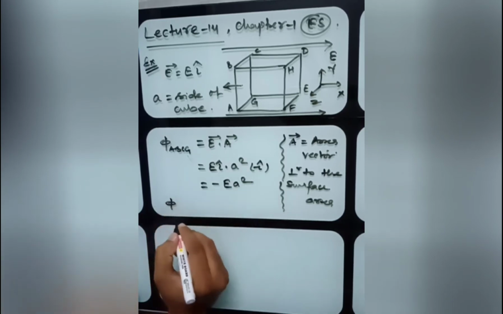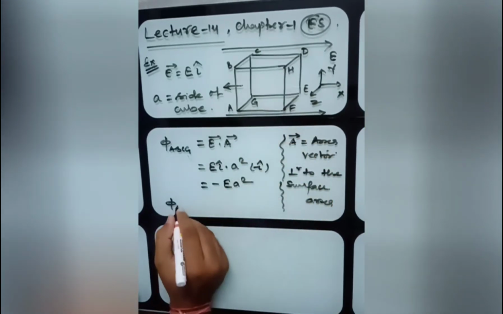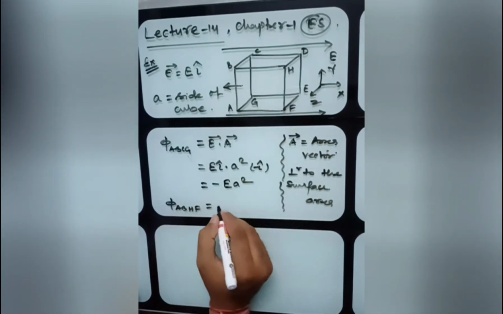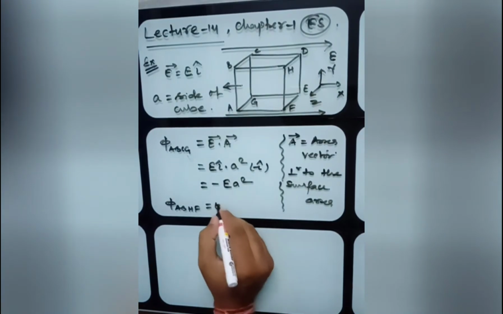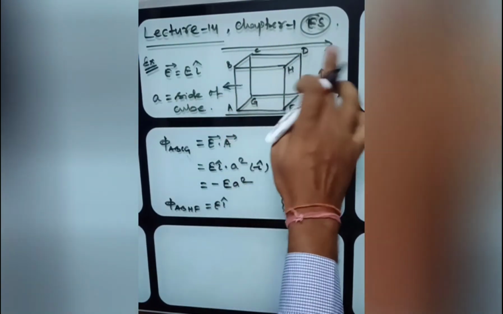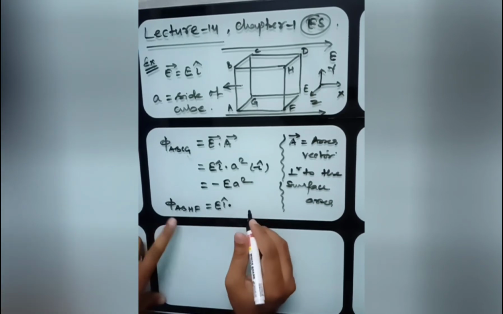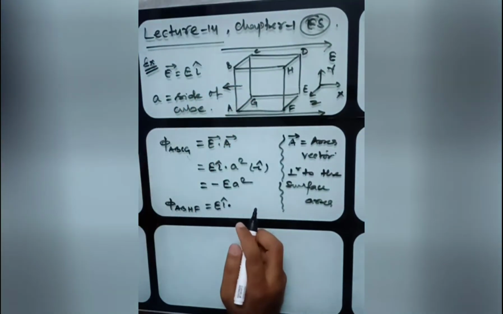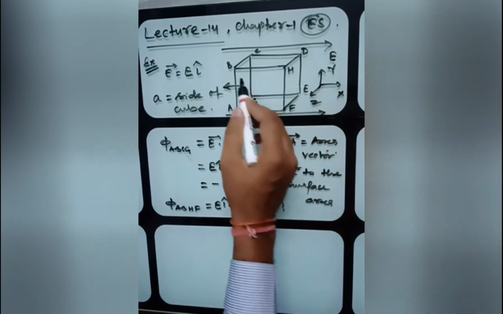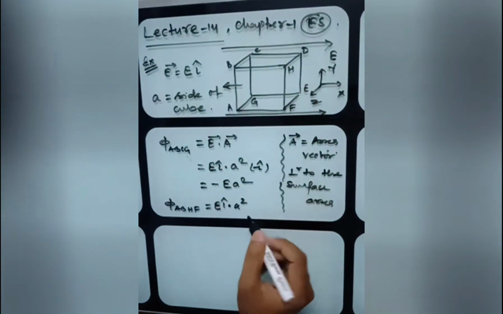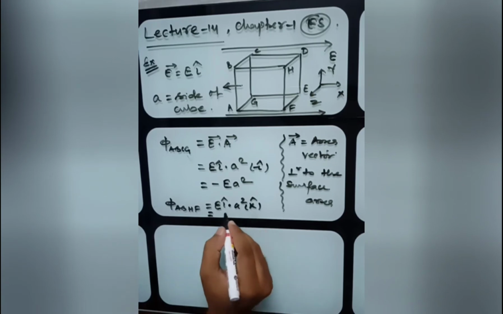In a similar way, you will find the flux through this face A, B, H, F. It is E dot A again. So I am directly writing here E i cap. For each face the electric field will be the same because the electric field is going in the x direction. Now the area A, B, H, F: the magnitude is A square, and the direction will be along the z direction, so k cap. And what will be the answer? i dot k will be 0.